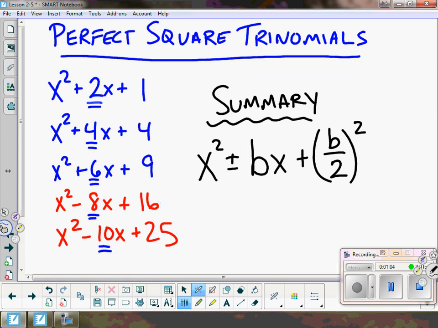Notice that the relationship between 2 and 1 is half of 2 squared is 1. Half of 4 is 2, 2 squared is 4. Half of 6 is 3, 3 squared is 9. It even works if the B term is negative, still called a perfect square trinomial. Half of 8 is 4, 4 squared is 16. Half of 10 is 5, 5 squared is 25.